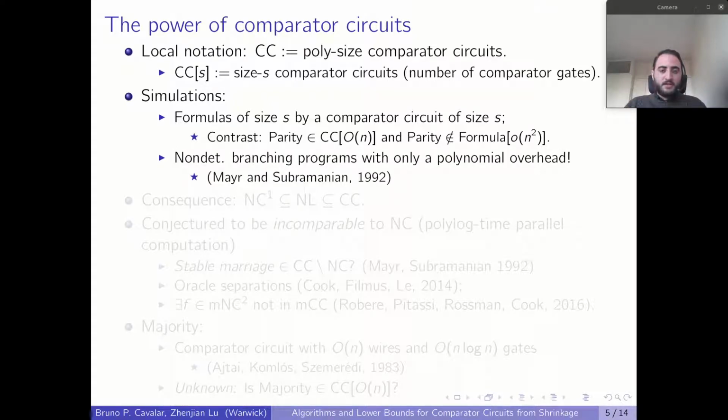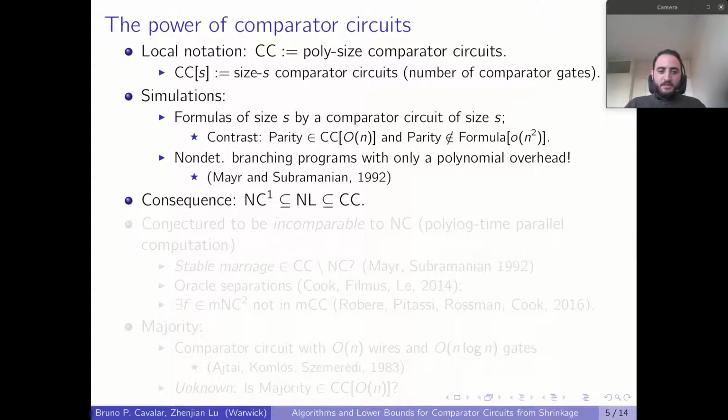It has also been proved in the past that non-deterministic branching programs can be simulated by comparator circuits with only a polynomial overhead. These two simulations give us as a consequence that the complexity classes NC1, which is contained in NL, both of them are contained in the class CC.